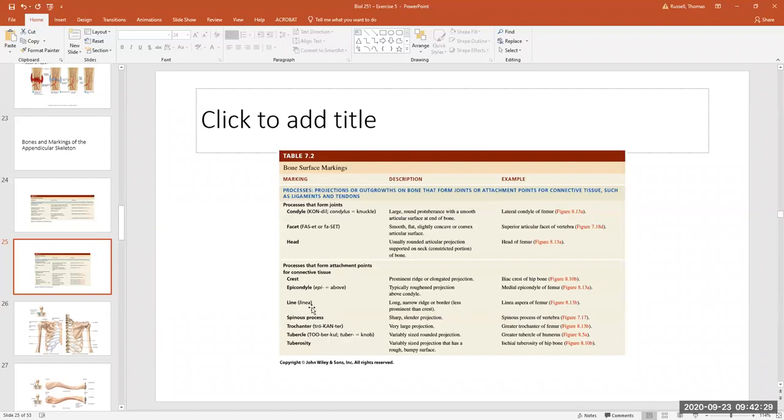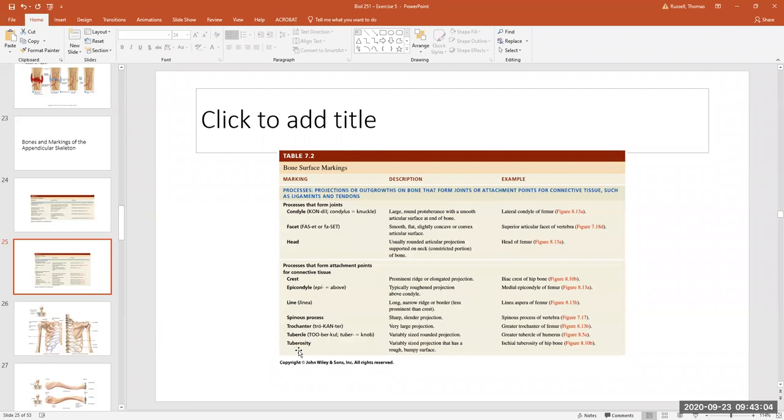The spinous process we're going to do in the axial skeleton on the vertebra. We have something called a trochanter, which is a very large projection. We're going to see really two of them. They're on the femur, the greater and lesser trochanter. I'm going to show you that. A tubercle, which is a smaller rounded elevation on a bone. We're going to see those on the humerus. And then we're going to see something called a tuberosity. There's a couple of those that we look at.